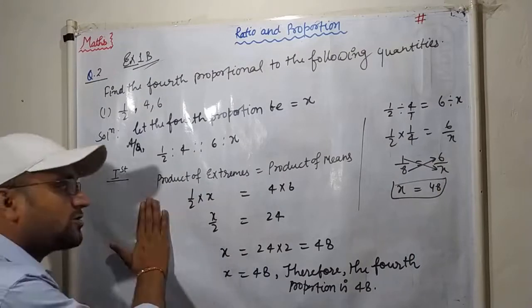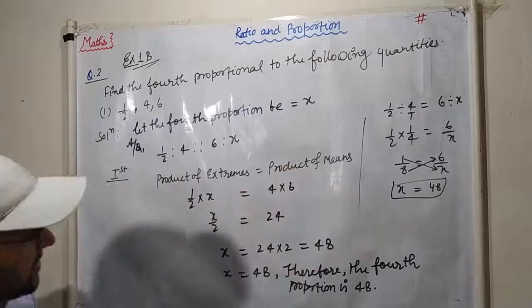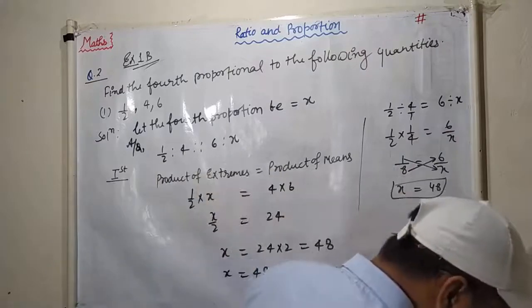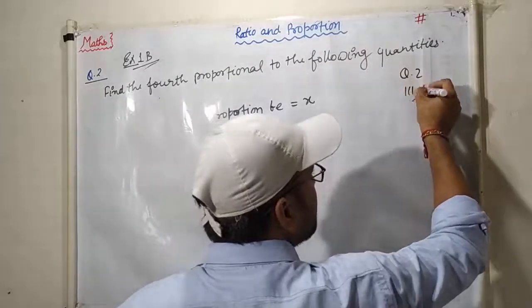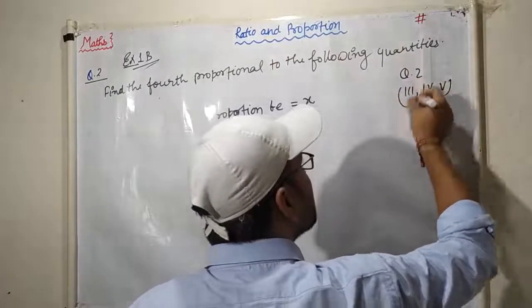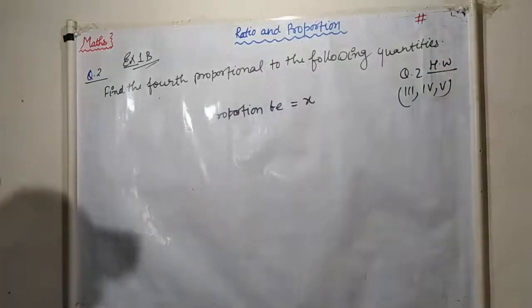So if it is in proportion, then you will use it. Product of extremes is equal to product of means, and you can find the fourth proportion, student. Same as it is, third, fourth, fifth is your homework, students. You will do it at home. See this second one.